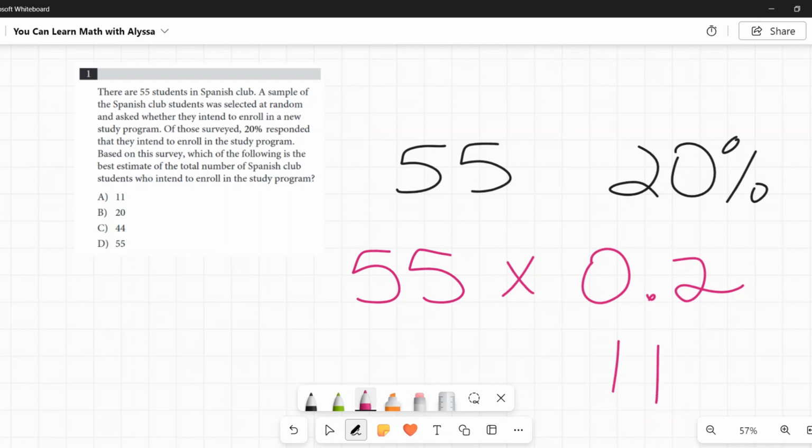Another way you can look at this, if you don't want to use a calculator, you could say 20% is the same as 1/5. What is 1/5 of 55, or 55 divided by 5? Once again, we would get 11. So A, 11 is our answer.